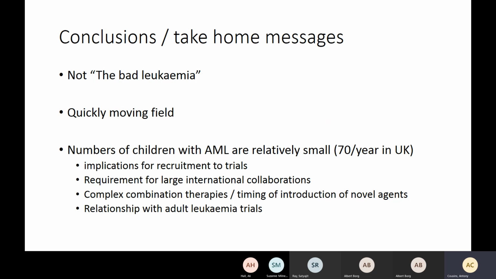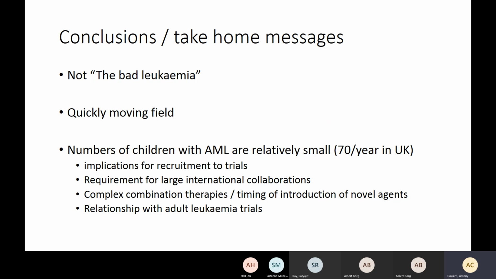So in terms of conclusions or take-home messages, I think you sometimes hear people talk about AML as the bad leukemia. And I don't think that's entirely fair. Overall, AML has a poorer outcome than ALL, and ALL is more common. We're more used to dealing with it. But a good risk AML probably has as good an outcome as a bad risk ALL. So I think it's not quite as easy as lumping into good and bad.